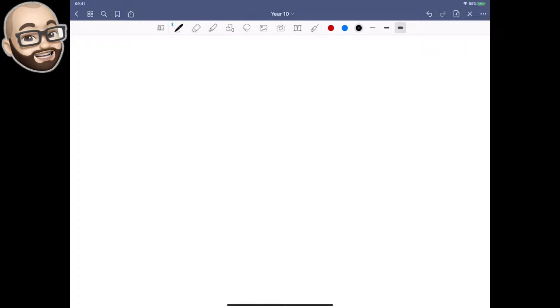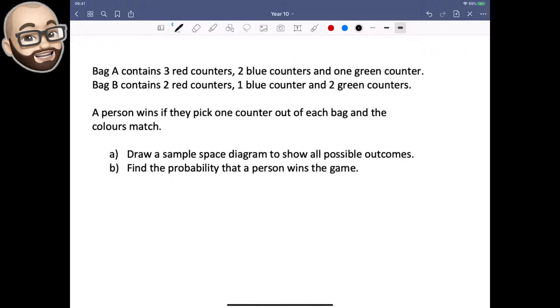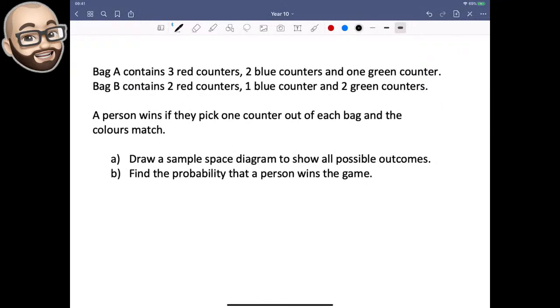So here's the first question we're going to be looking at. It says bag A contains 3 red counters and 2 blue counters and also 1 green counter. We've got bag B, which contains 2 red counters, 1 blue and 2 green counters. And it says a person's going to win this game if they pick a counter out of each bag and the colours are the same. And the first thing we need to do is draw a sample space diagram to show all the possible outcomes and then actually find the probability that this person wins.